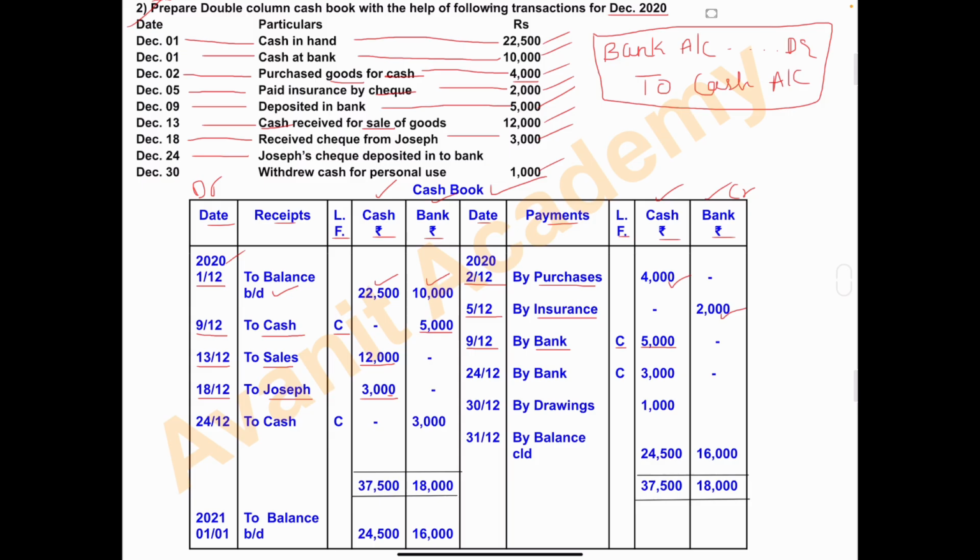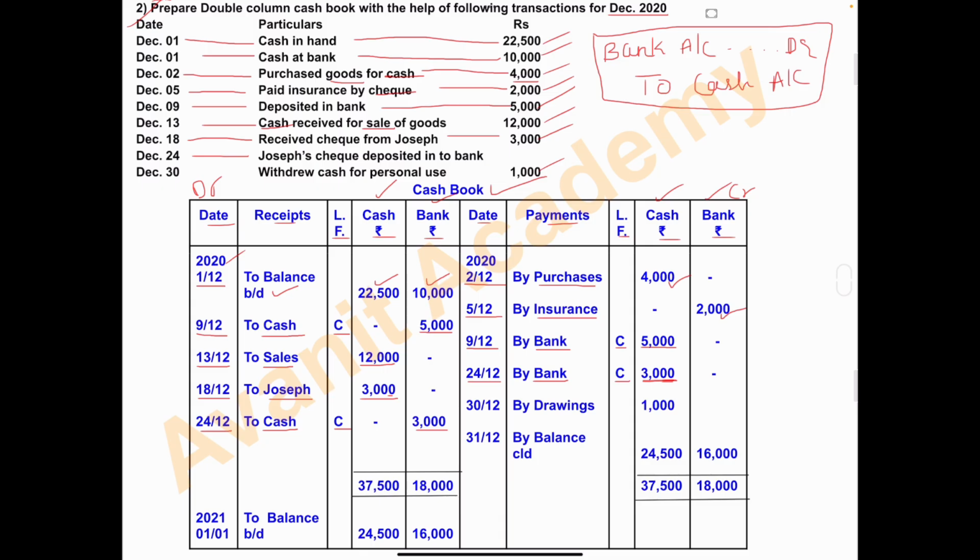On the debit side of the cash book, write 24th December, bank account debited to cash account. One more contra entry. In the LF column, write C and write the amount in the bank column, rupees 3000. Same entry you have to pass on the credit side of the cash book. That is on 24th December, cash account is credited by bank account. Here C, and the amount in the cash column, rupees 3000, and bank column nil.